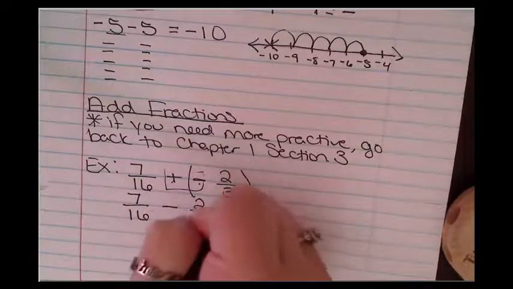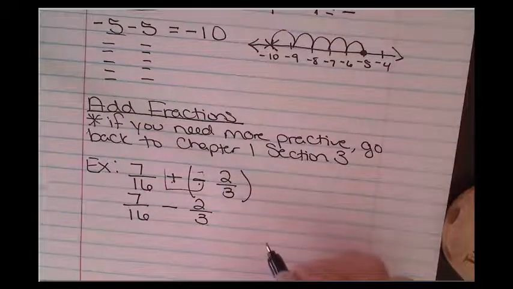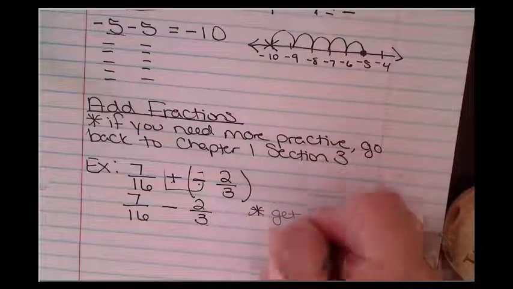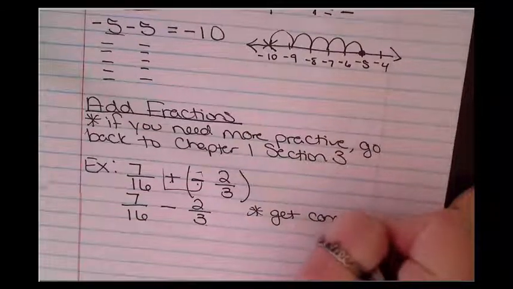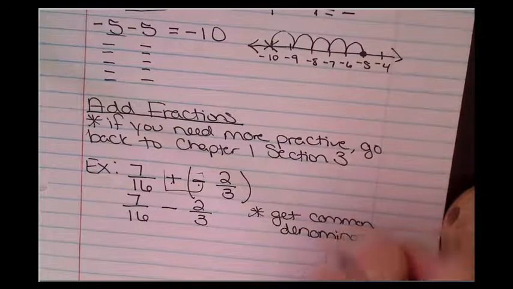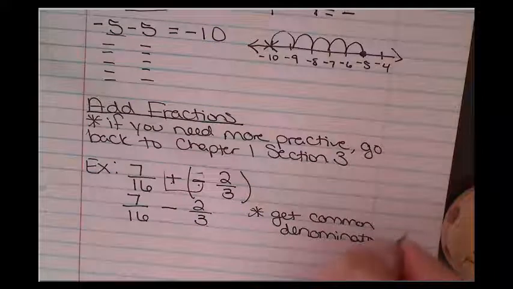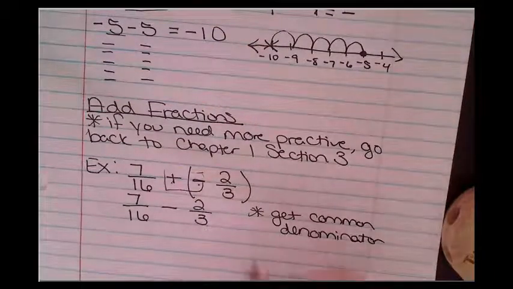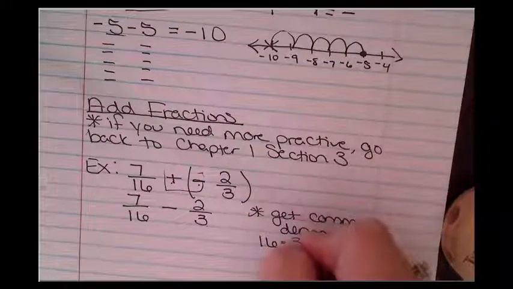Now we have to get a common denominator. So if you don't know what a common denominator is between 16 and 3, you just take 16 times 3, and that will give you 48. And that's a common denominator between those.